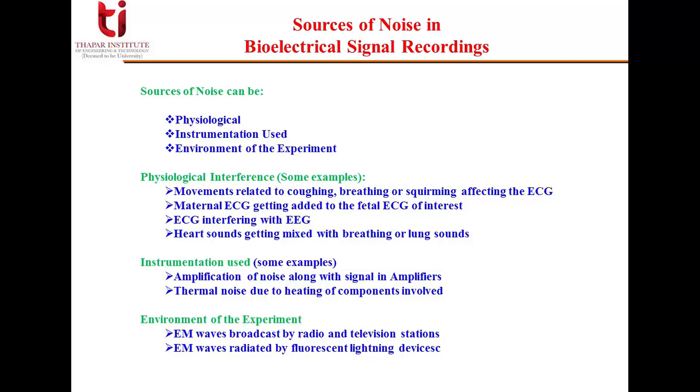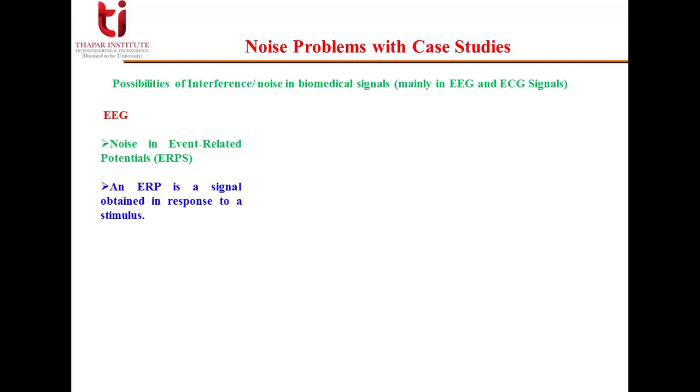Further, let's discuss some particular noises in ECG and EEG signals. So starting with the EEG signal. First is the noise in event-related potentials. As we know, ERP is a signal obtained in response to a stimulus. The response is usually of very small amplitude, say approximately 10 microvolts.